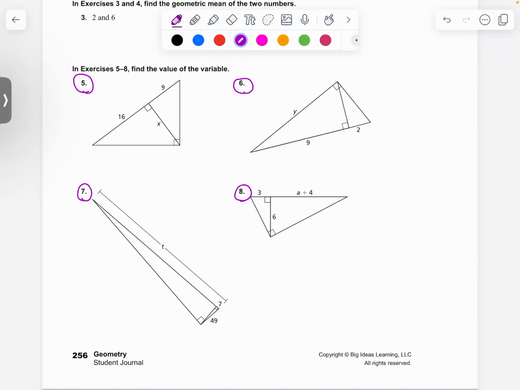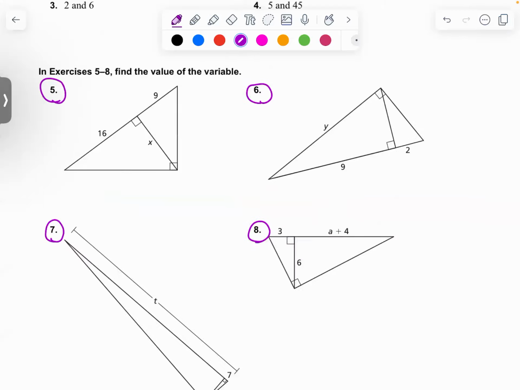Okay, so either they're gonna give you the altitude with pieces of the hypotenuse, or they're giving you a side with a piece and the whole hypotenuse. So there's two scenarios and you've got to decide which one you have information for. Either we're setting up the geometric mean of the altitude between the two hypotenuse pieces, or the geometric mean is the leg, with the piece and the whole hypotenuse. So there's two different scenarios.